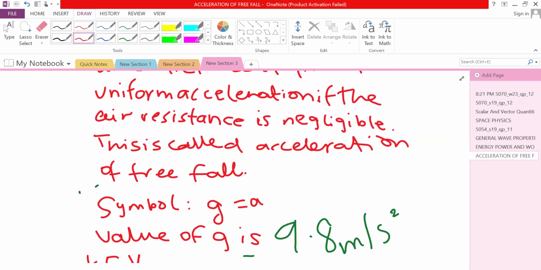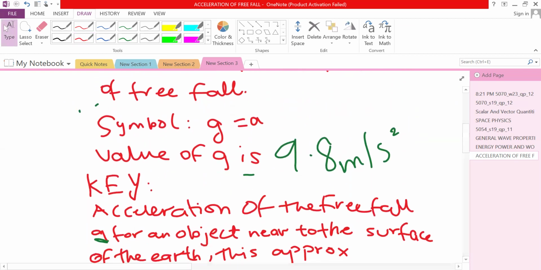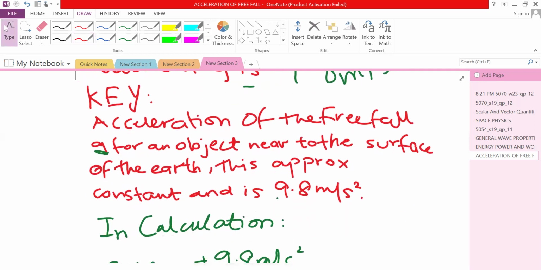So this g means acceleration. The value for this is constant, and the value is 9.8 meter per second square. So here is the same definition written above. Acceleration of free fall, which is g, for an object near the surface of the earth is approximately constant and is 9.8 meter per second square.